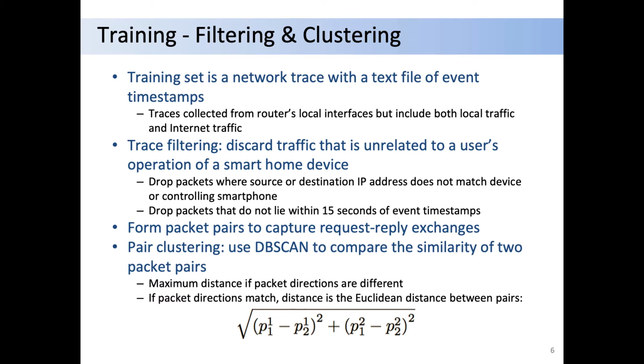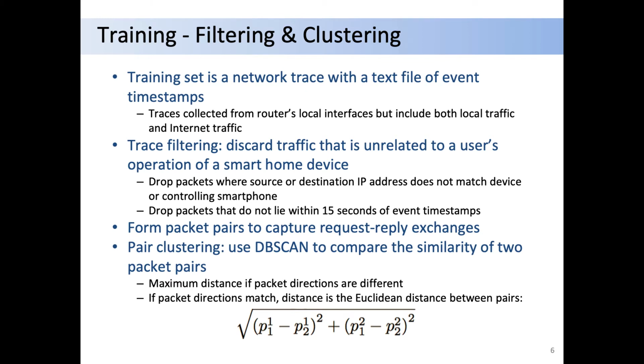So this 15-second window, they did a couple of calculations. They figured that even with network delays, an event wouldn't take more than 15 seconds to actually initiate the request and the reply. And so basically, you're able to filter out all the background traffic, all the background noise that's not related to an actual event, such as an on or off of a light bulb, let's say. So from these packet pairs, we were able to capture the request-reply exchanges.